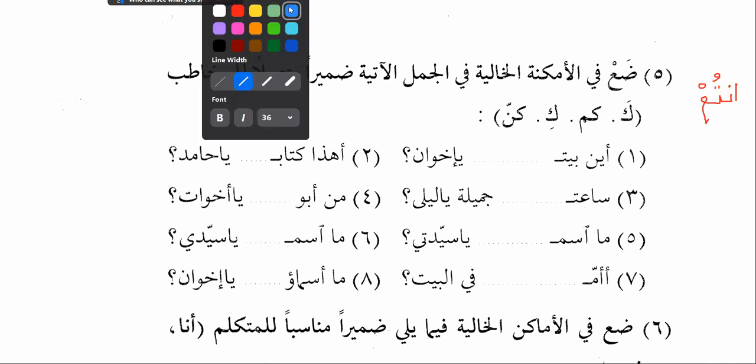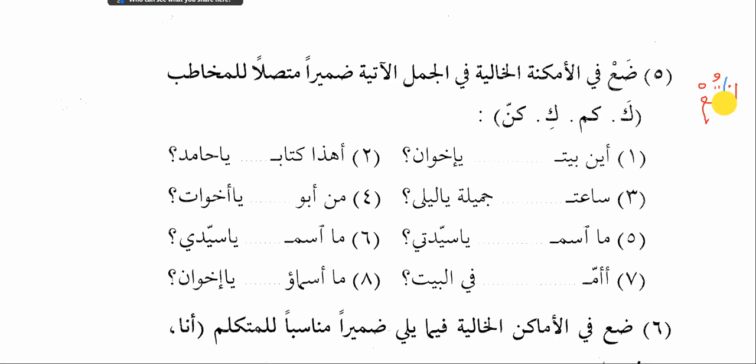Why did it happen? From antum, the un is deleted totally, the ta is deleted totally. Why? Because with the noun you cannot attach the separate pronoun. There are rules that separate pronouns cannot be attached with the noun. There is a different structure for them.